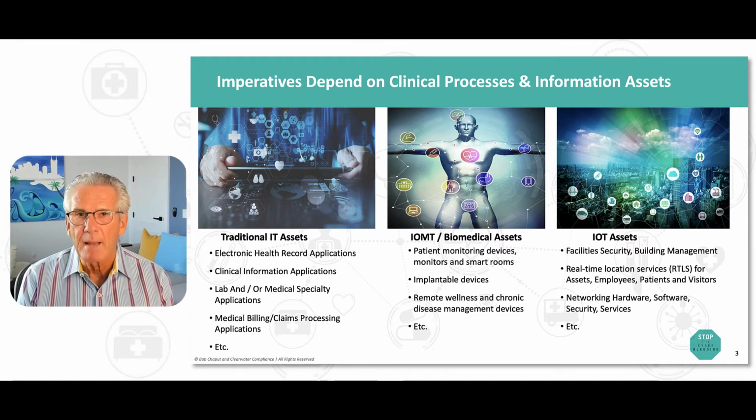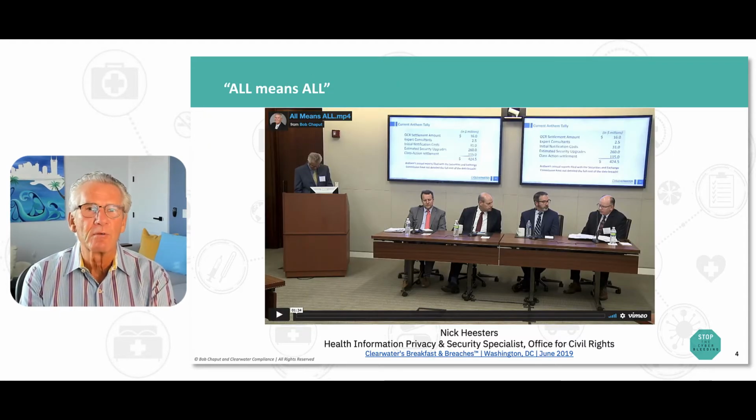The rule of thumb that we've adopted as we've worked with hundreds of clients is for them to think about all of the information categories or types that I'm showing on this slide, but think about them in the following way. In all lines of business, in all facilities, in all locations that comprise your enterprise, they should be included in your risk analysis. At a Clearwater event, which I hosted in 2019, among other points, Nick Heasters, who's a health information privacy and security specialist at the Office for Civil Rights, made the point that all meets all. When we get deeper into the concept of an OCR quality risk analysis, we'll probe this a little bit further and come back to the importance of all meets all.